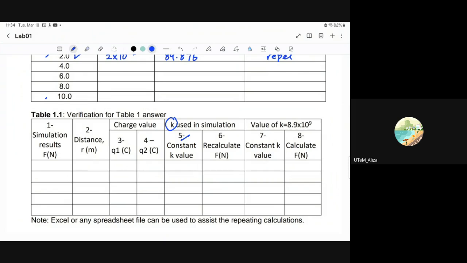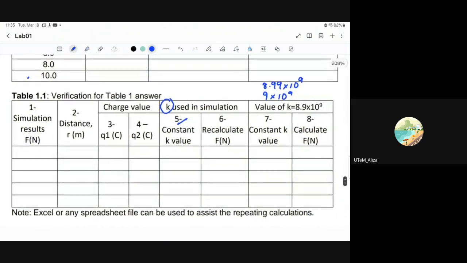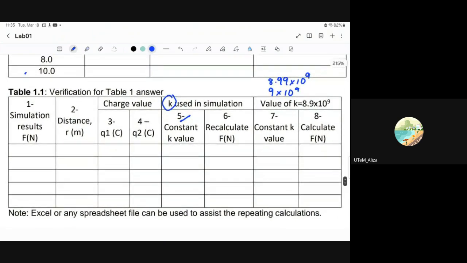Because just now I mentioned to you that the value of K you can choose, right? You can choose it to be 8.99 times 10 to the power of 9 or even 9 times 10 to the power of 9. So I need you to confirm what value the simulation used to obtain the electrical force that you got just now.